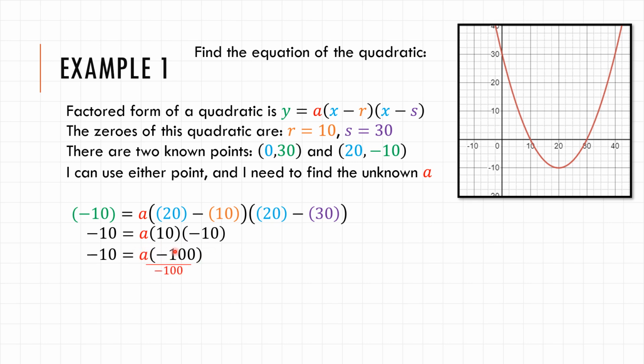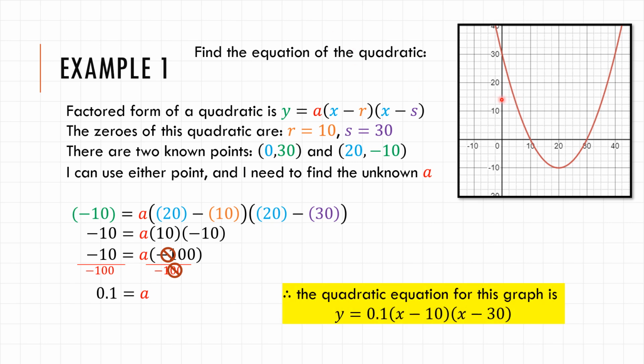Now to find the value of a, all I have to do is divide. I do the opposite operation, divide by negative 100. And if I do the same thing to the other side, which I have to do, negative 10 divided by negative 100 is 0.1. Now a is isolated. So the equation of this quadratic will be y equals a times x minus r, and I know that r is 10, times x minus s, and I know that s is 30.